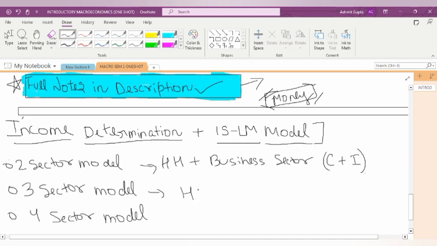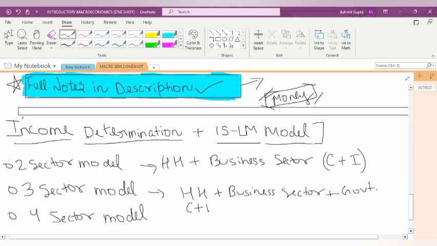Basically, we only have in the two-sector model consumption and investment. Now in the three-sector model, we include the household as usual plus the business sector, and we also include the government, as the government also makes many expenditures throughout the year for the country's development and for taking debts and all.